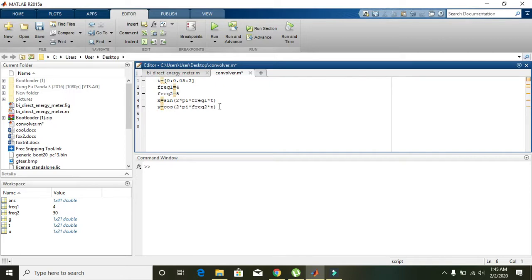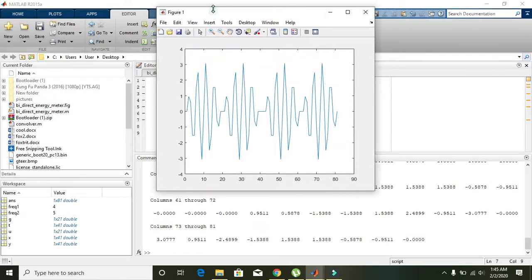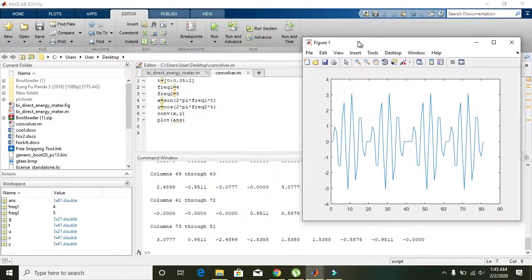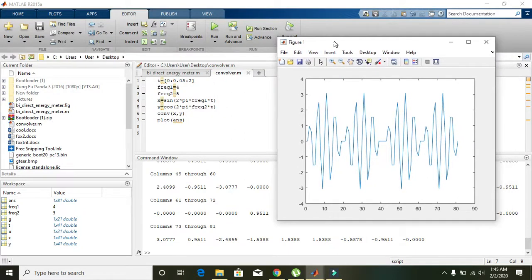Then we will do convolution of the signal x and the signal y. So conv(x, y), and we will also plot the answer. Now you can see that both signals are convolved, and the result is on the plot.